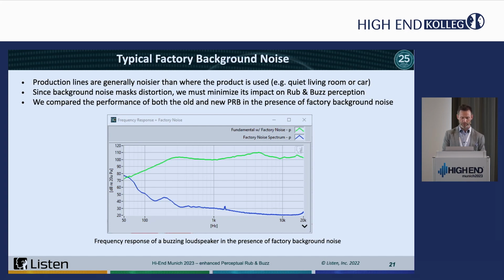So this recording of background noise was made inside an end-of-line loudspeaker test chamber at a customer site. And the blue curve would show the calibrated noise spectrum, which is pretty typical of production line noise, and the green curve is the fundamental frequency response of a buzzing loudspeaker in the presence of factory noise. So the test chamber itself attenuates the high frequencies pretty well, but is less effective at frequencies below 300 Hertz, where rub and buzz is typically more dominant. So in fact, below 60 Hertz, the background noise is higher than the loudspeaker's output. So there is a negative signal-to-noise ratio here at 50 Hertz.